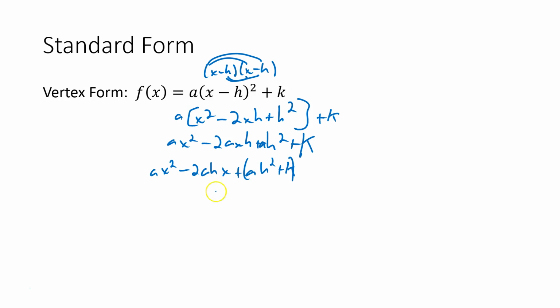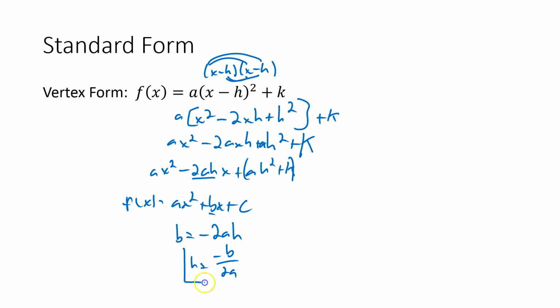This negative 2ahx, we know that h is the x-coordinate of the vertex. So if we think about this, we usually see this written as f of x equals ax squared plus bx plus c. And if we know that h is the coordinate of the vertex, we can solve this. So b is always going to be equal to negative 2ah, right? Because that's just what's in front of the x. So if we solve for h, we get h equals negative b over 2a.